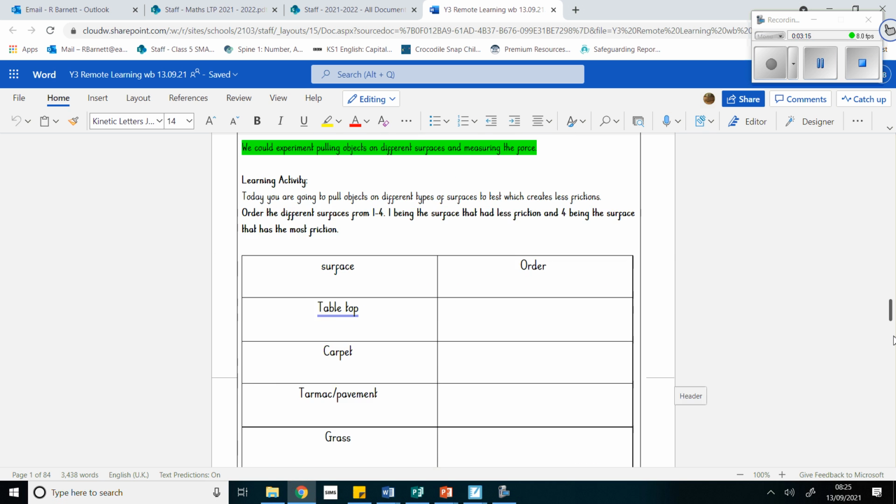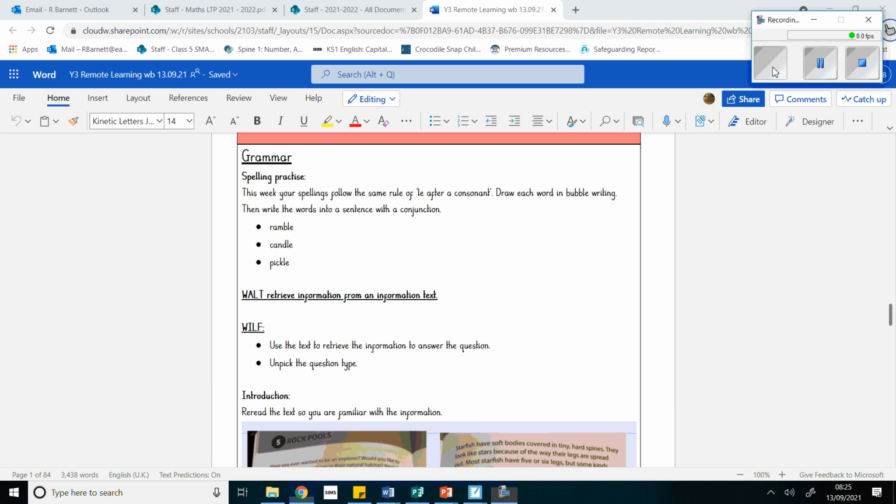And then for your activity, you're going to be doing a bit of an experiment where you can use different surfaces in your house. So I've given some examples of some ones that you could use here, but have a look around your house, see what you can find, and then you're going to order them. One being the surface that has less friction, so it's quite easy to pull your object along, and then 4 being the surface that has the most friction, so you found it quite tricky to move that object along because the friction is stopping.